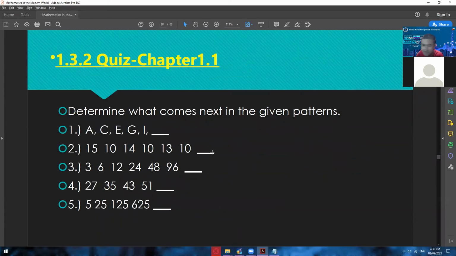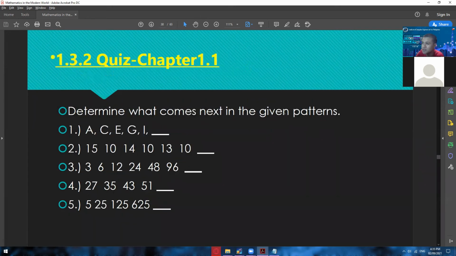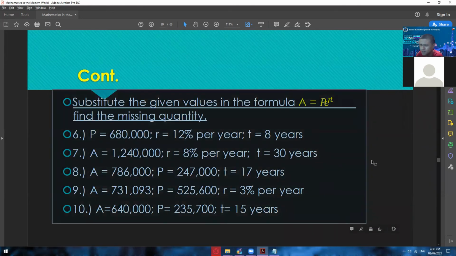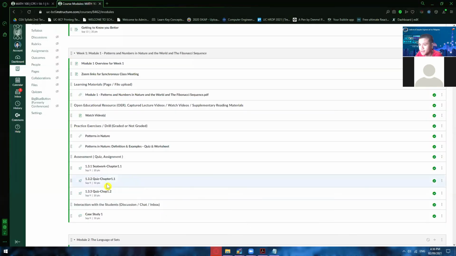So let's now move on to the next one, which is now your quiz. Okay, so this will be your quiz on chapter 1.1, 1.3.2. So we have 1 to 10 in here. Determine what comes next in the given pattern. So we have 1 to 5 in here. And then for the world population, like solving what could be the population at that certain span of time. So substitute the given values in the formula A is equal to P times e raised to r times t. And then find the missing quantity. Okay, so everything is already given. Whatever is missing, that is the one that you need to find. You can also find it right here on the 1.3.2 quiz chapter 1.1.